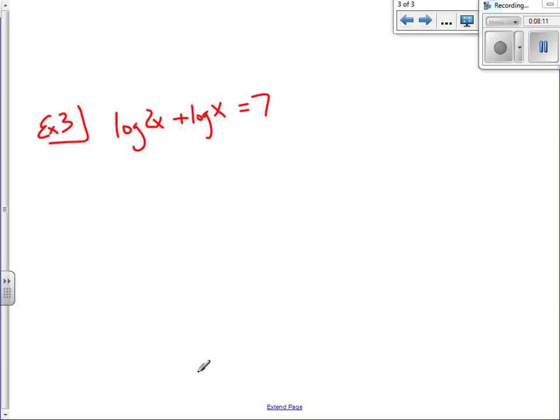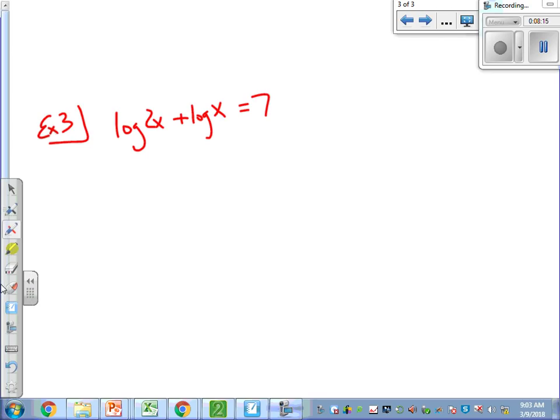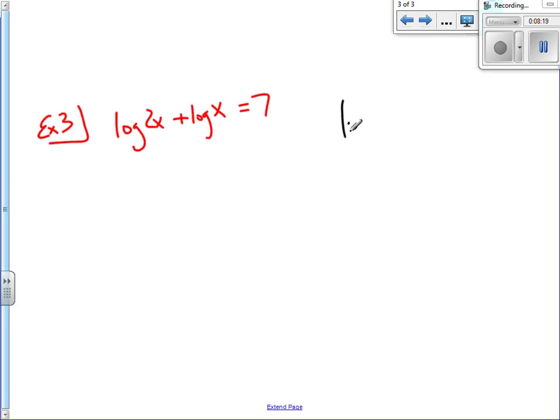Don't let that bother you, because we're going to make use of our properties of logarithms. One property we talked about was log base b of xy is the log of the first thing plus the log of the second thing. But we're going to go from right to left. In other words, we're going to condense the left-hand side.